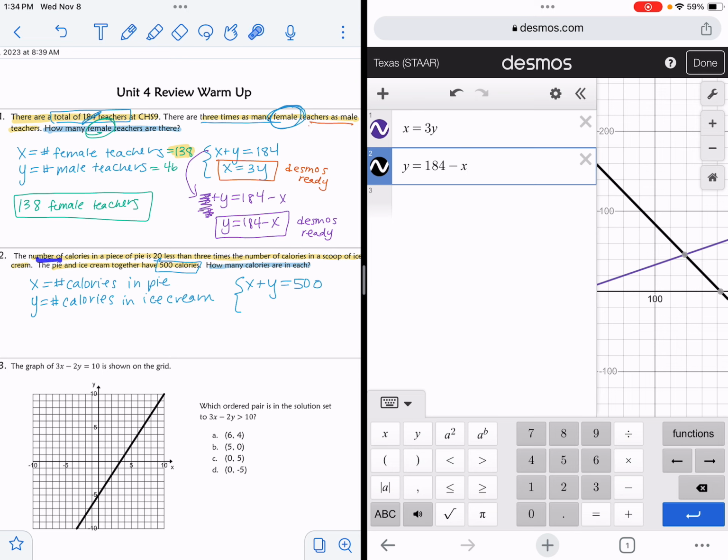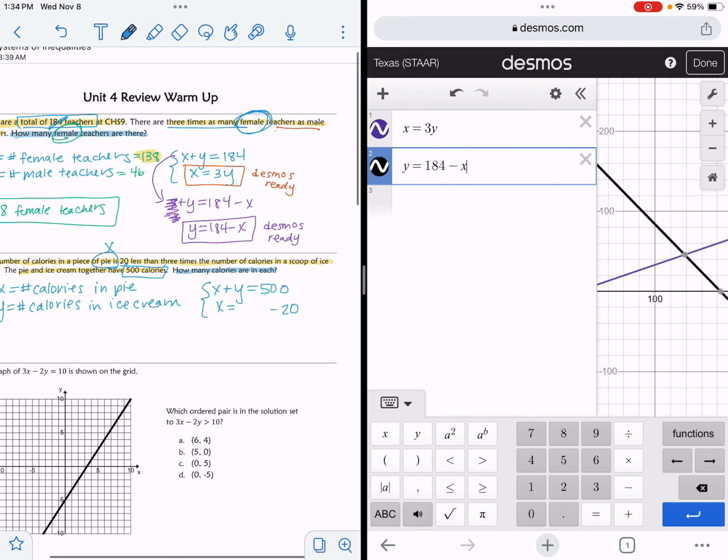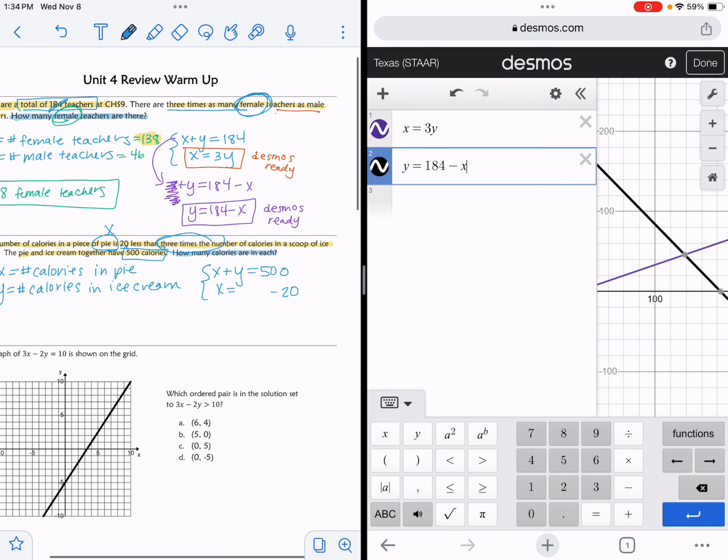So the other sentence, the number of calories in a piece of pie is 20 less than the number in ice cream. So pie, which is X, is 20 less. So I'm going to skip a space and put minus 20. It's 20 less than something. And then that something is 3 times the scoop of ice cream. So 3 times the calories in ice cream. So my equation becomes x equals 3y minus 20.